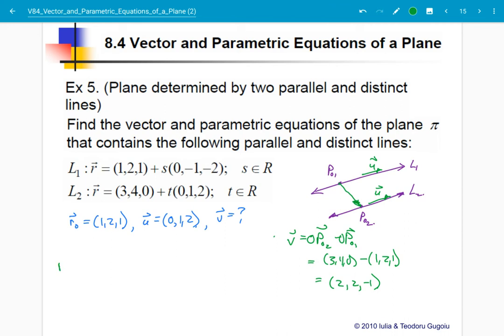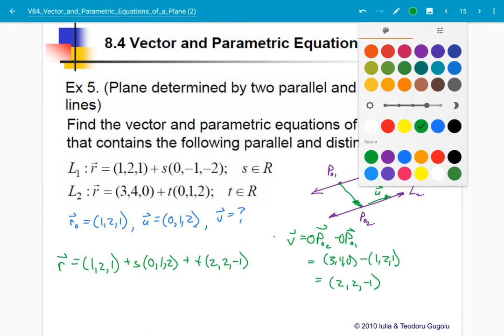So R is equal to (1, 2, 1) plus s(0, 1, 2) plus t(2, 2, -1). That's one way to think of it. Just as easy as anything else.